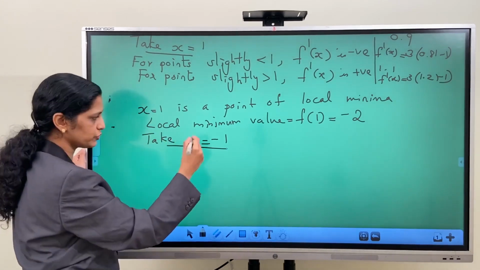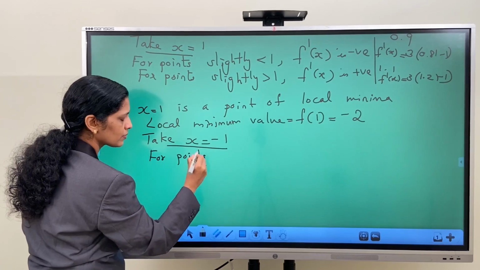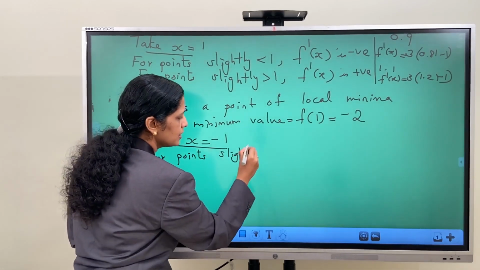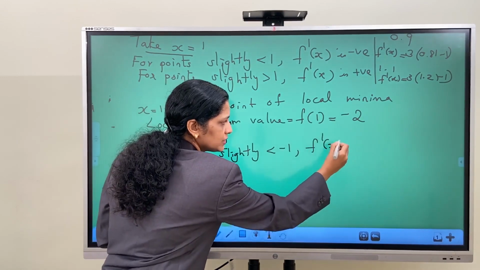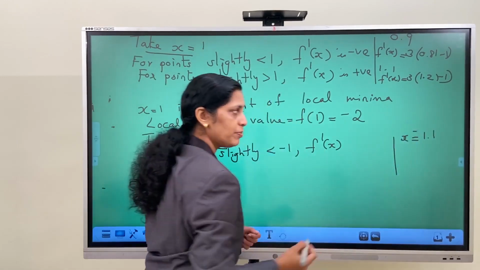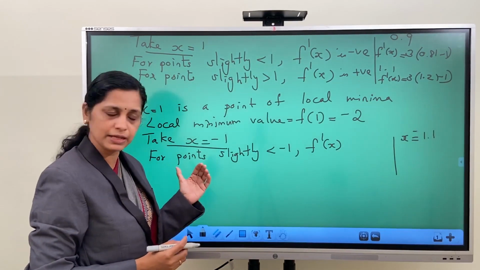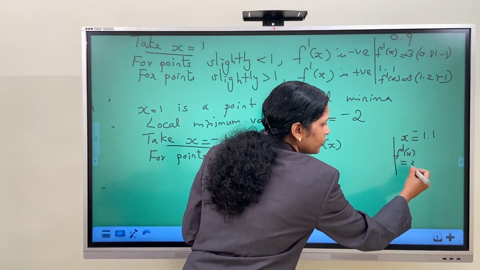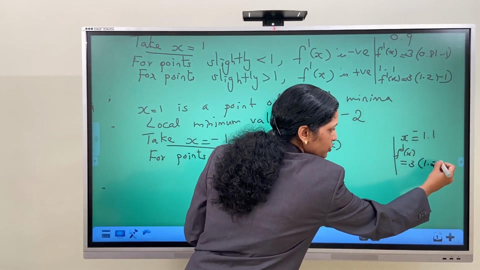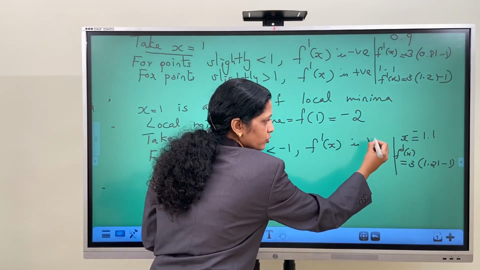Apply the same procedure to this point for points slightly less than minus 1. What is the sign of f dash x? Minus 1.1. Minus 1.1 is less than minus 1. Then f dash x will become 3 into its square is 1.21 minus 1. It is positive. F dash x is positive.